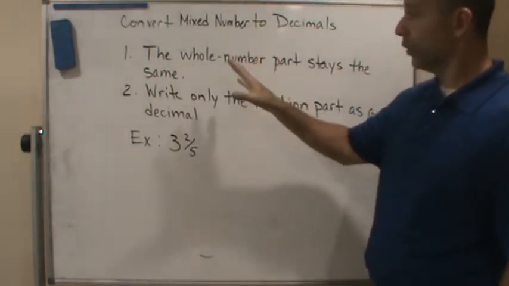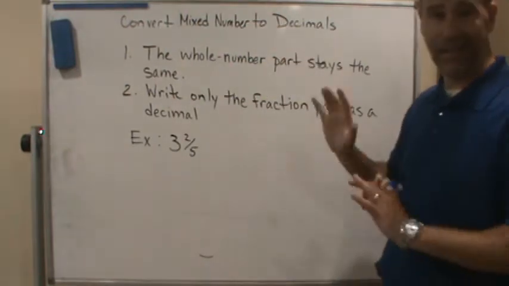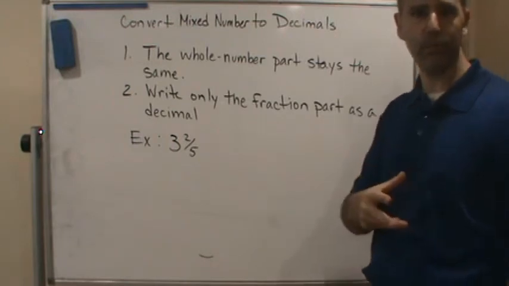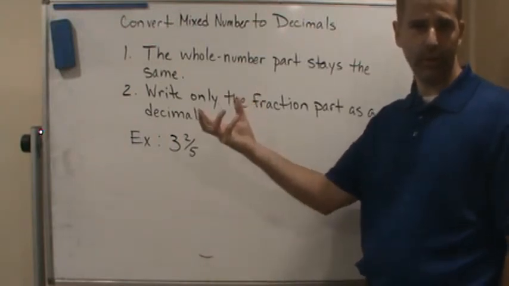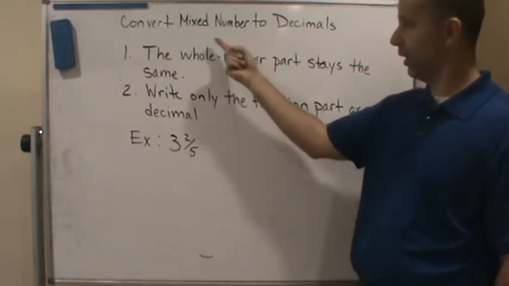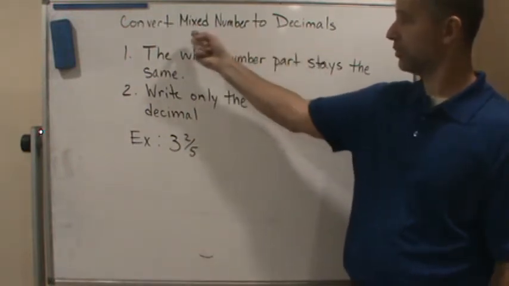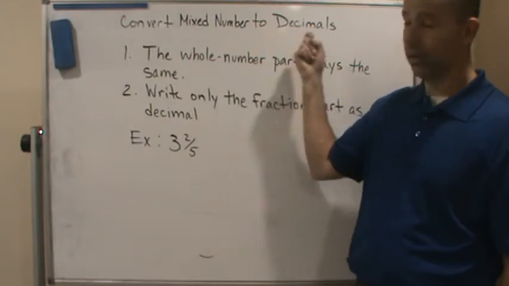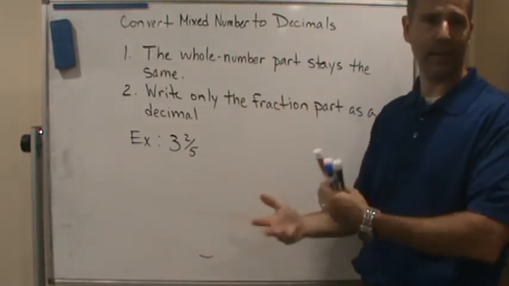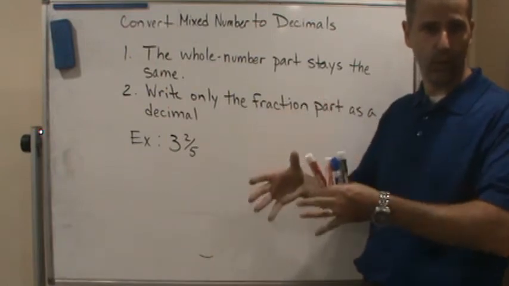So what we're going to do is take the whole number part and ignore that one; it just stays the same. Just like I talked about in a previous video, the whole number part goes unchanged as far as a decimal. When we were going from decimals to a mixed number, I showed you that. Going the other direction, it still remains the same. The whole number just stays the whole number part.